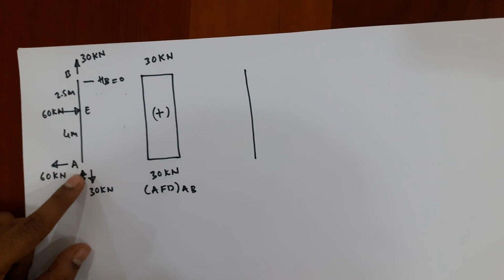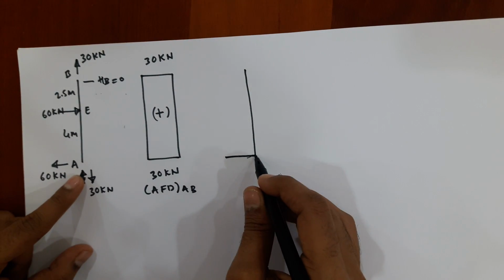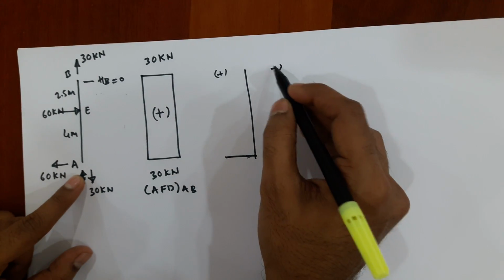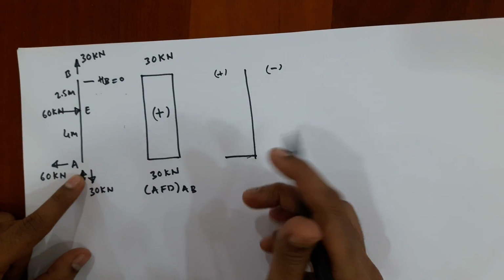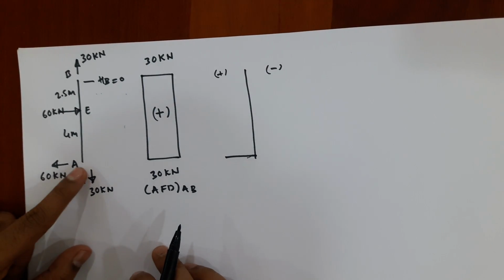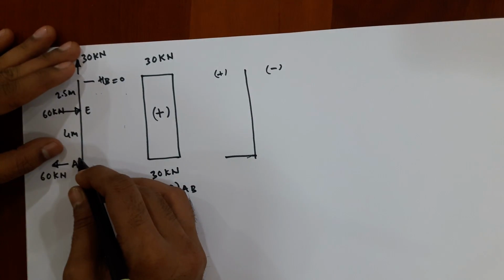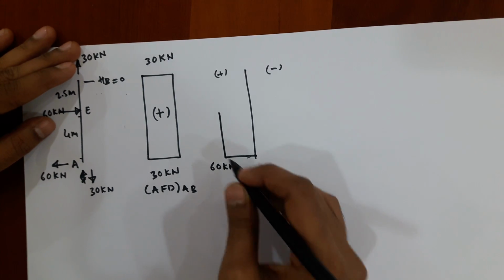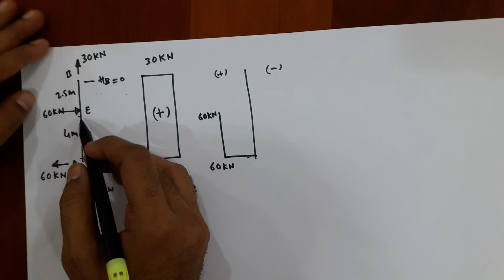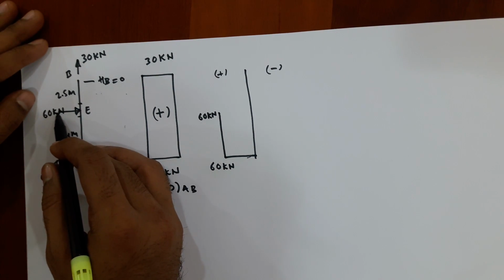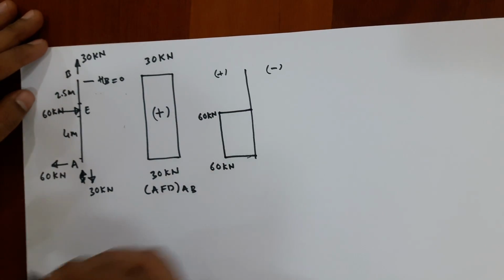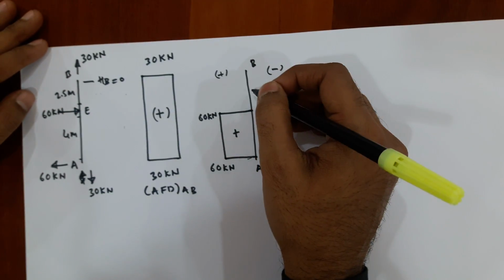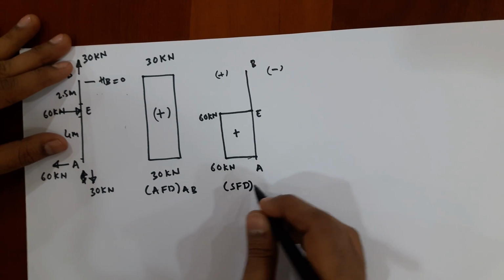Now see here, left of A, 0; right of A, 60 kilonewton. So this is the datum. Above this, positive shear force; below this, negative shear force. Okay, we are looking in this way. Left of A 0, right of A plus 60 kilonewton. From right of A to left of E, you do not have any force, so it will remain constant, 60 kilonewton. From left of E to right of E, this 60 kilonewton is going downward, so this will become 0. So A, E, B, and you do not have any shear force here. Okay, so this is the shear force diagram for member AB.